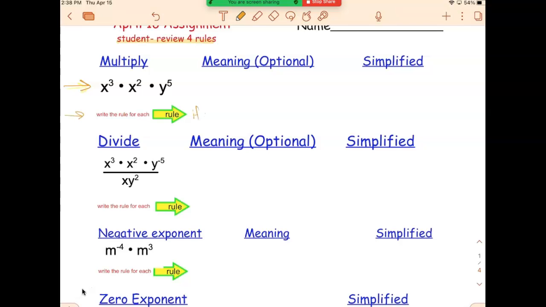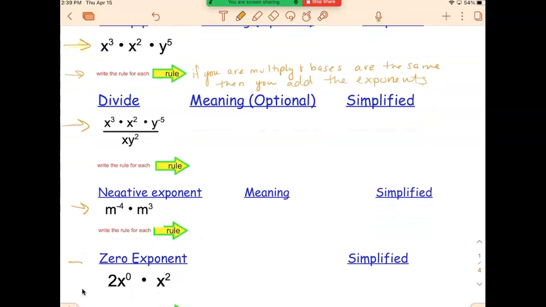So if you are multiplying and the bases are the same, then you add the exponents. Okay, so you'll need to do these four problems and write the rule for each of those.